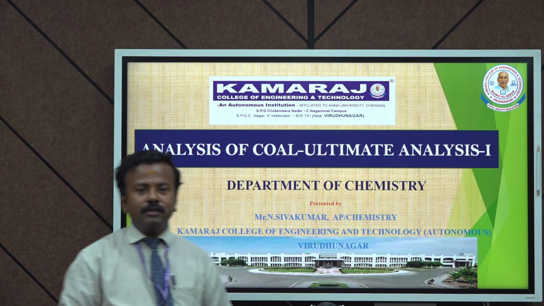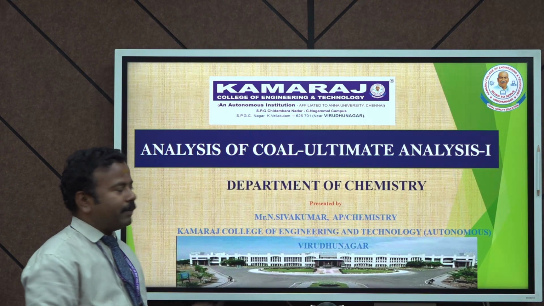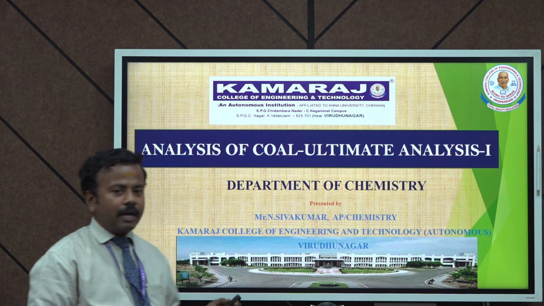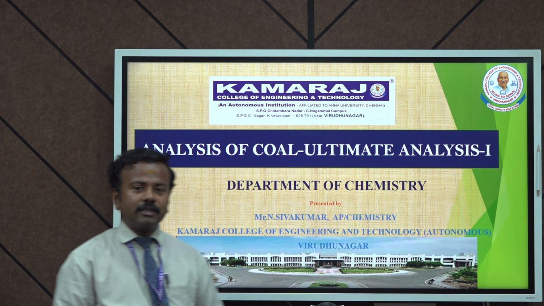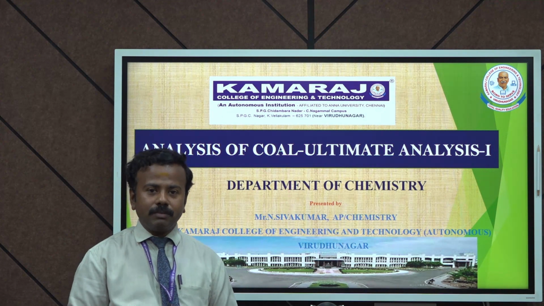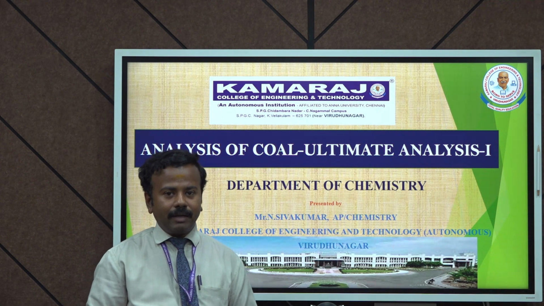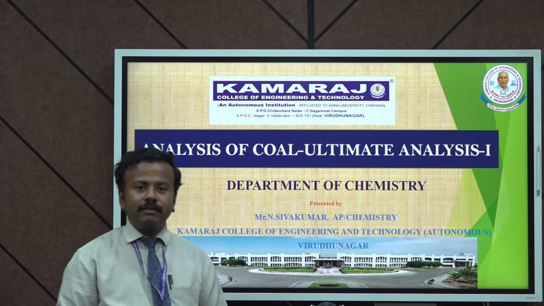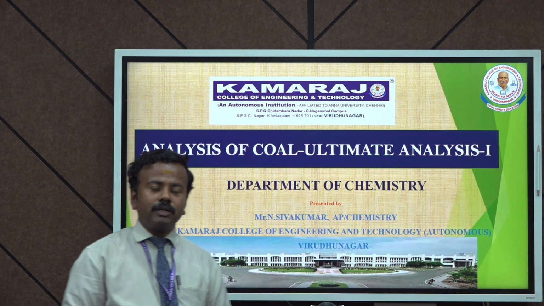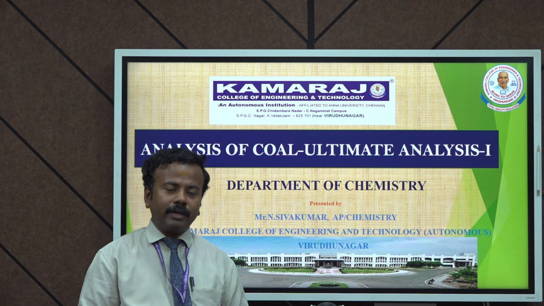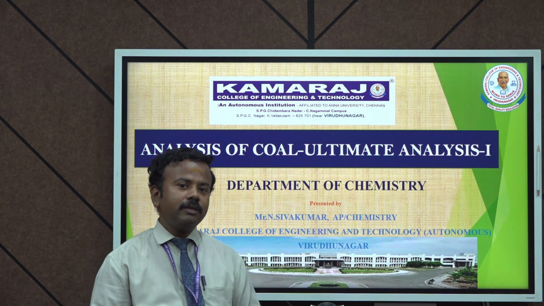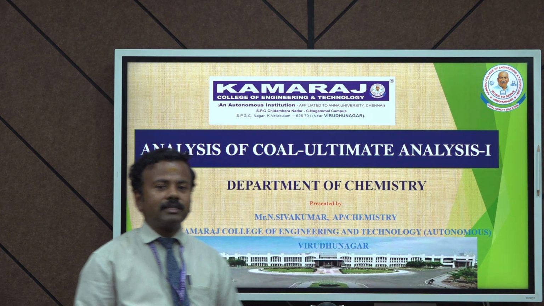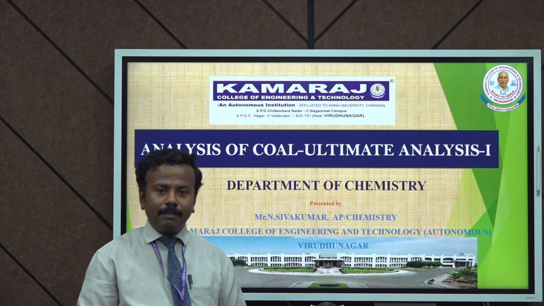So in this session we have to discuss the ultimate analysis, part 1. Ultimate analysis is the analysis of coal. In the analysis of coal there are two different types: one is proximate analysis and the other is ultimate analysis. Proximate analysis we discussed in the previous session: moisture content, volatile matter, ash content and fixed carbon content. Whereas the ultimate analysis is called an elemental analysis.